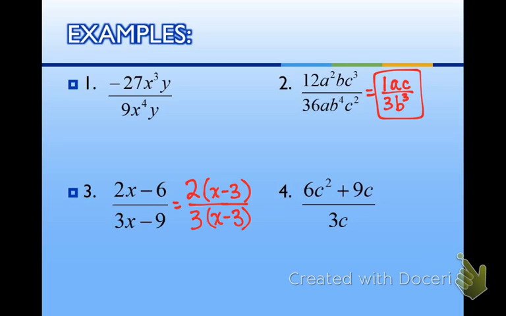Okay, then our next step is to simplify. So what could cancel out here? X minus 3. Good. Those sets of parentheses match perfectly top and bottom, so they cancel out, and what are we left with for an answer? 2 over 3, 2/3. Leave it like that. Do not try to put it into a decimal. Just leave it alone.